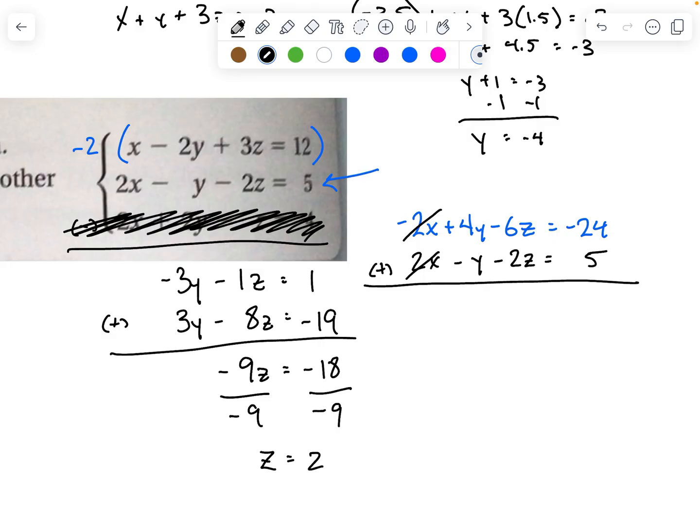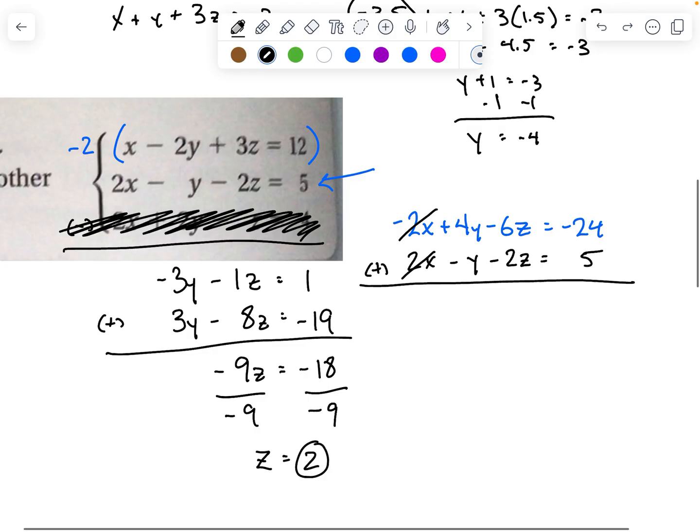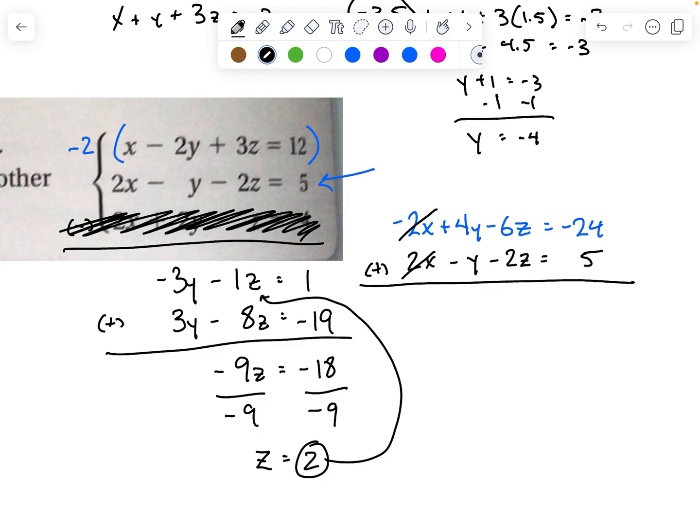All right, so z is 2. I'm going to take my z value of 2 and plug it back into one of these two original kind of systems. It's either going to go here or it's going to go here, whichever one you want to put it in. It doesn't matter. I'm going to put it in the top one because there's less z's. So I'm going to put this number 2 in here, if that makes some sense.